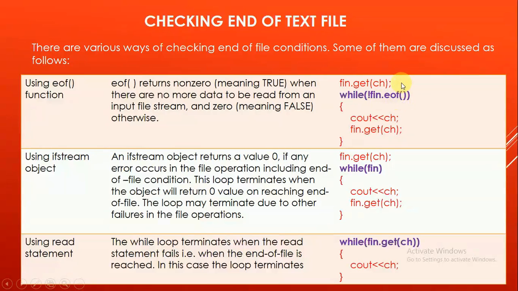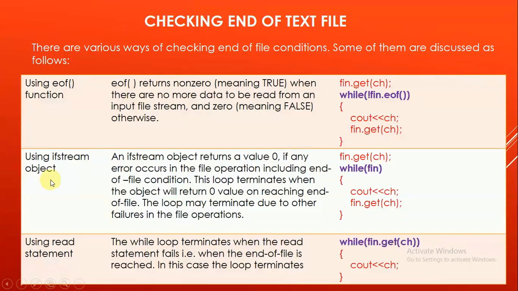become true. So while it is not reached, I will cout. I am just displaying the character which I am reading from the file here. I will display that character on the screen, and then I am again reading the next character. So this loop will execute till the end of file is reached, and when the end of file is reached, the loop will stop and we will perform the next statement.